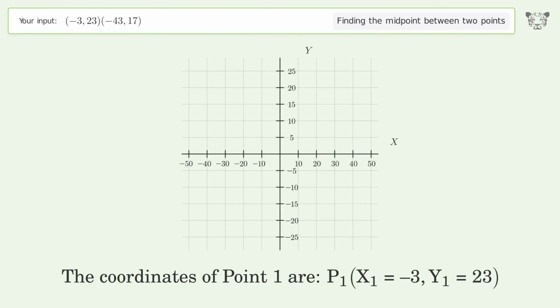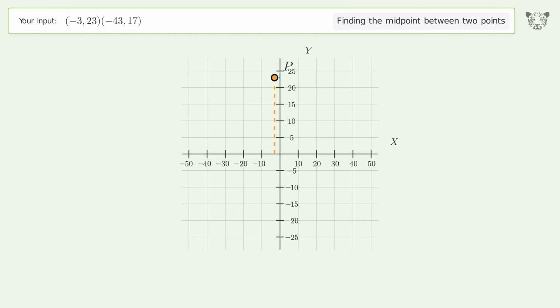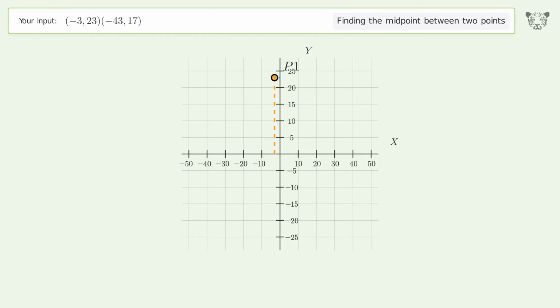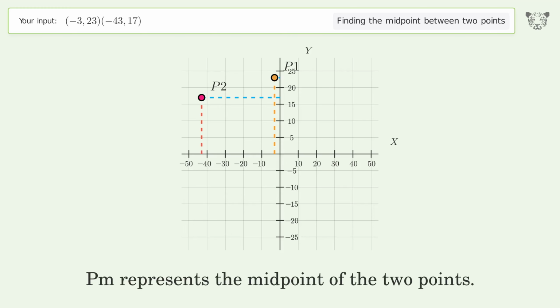The coordinates of point 1 are x1 equals negative 3, y1 equals 23. The coordinates of point 2 are x2 equals negative 43, y2 equals 17. PM represents the midpoint of the 2 points.